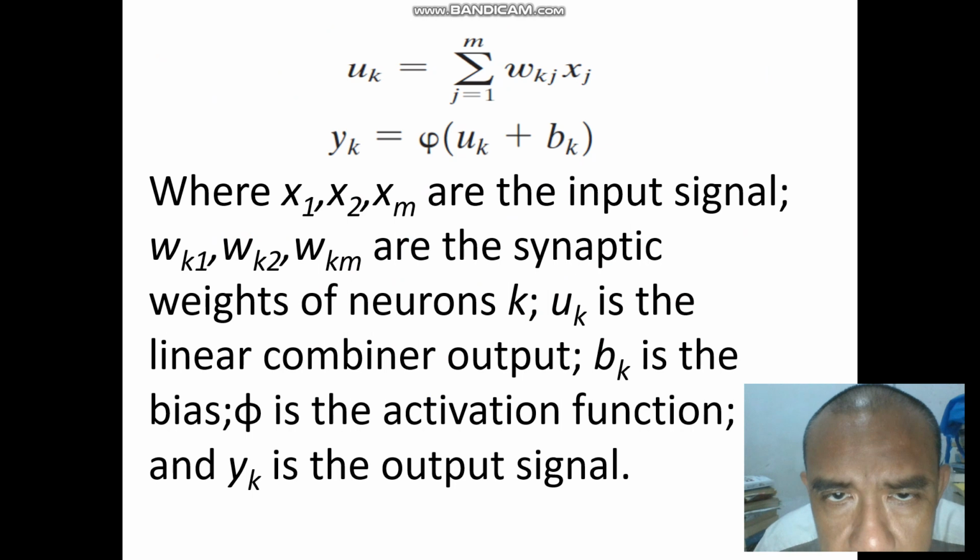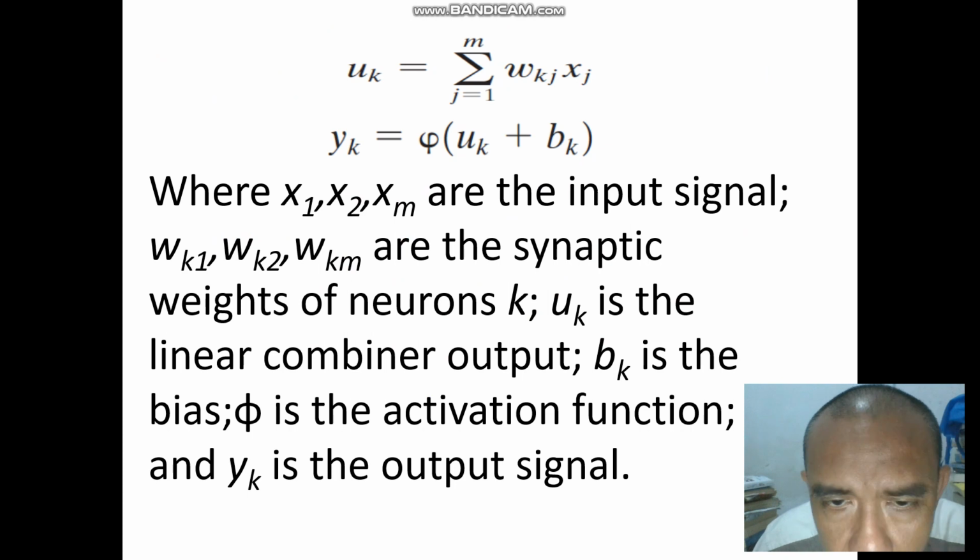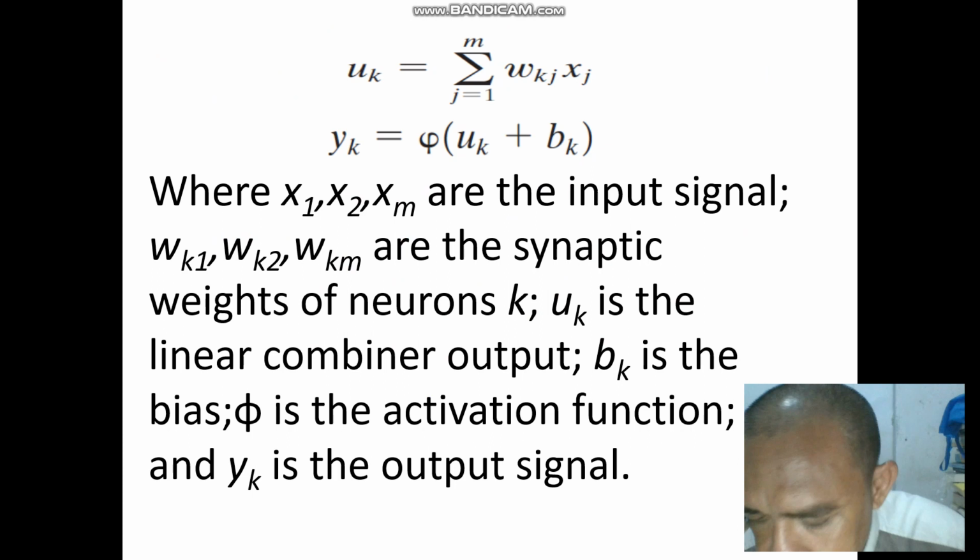uk equals the sum from j equals 1 to m of wkj multiplied by xj, and yk equals theta of the bracket uk plus bk, where x1, x2, xm are the input signals. wk1, wk2, wkm are the synaptic weights of neuron k. uk is the linear combiner output. bk is the bias, theta is the activation function, and yk is the output signal.